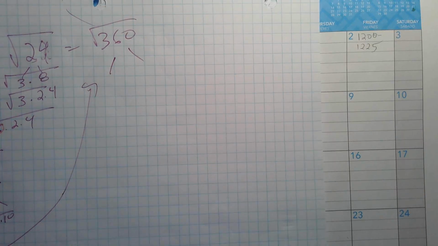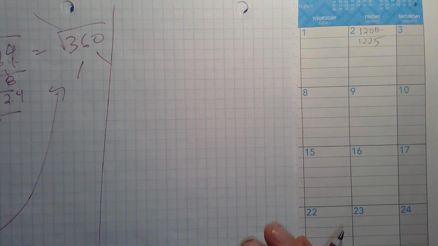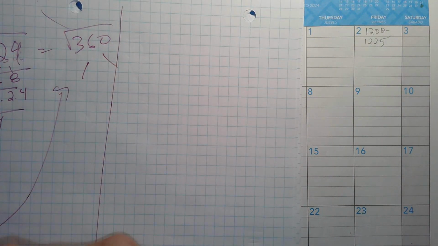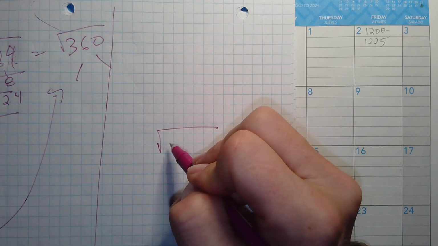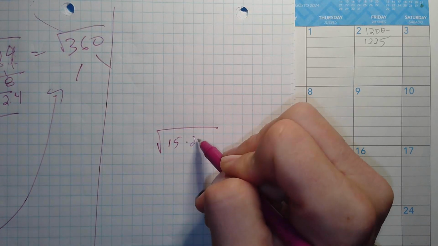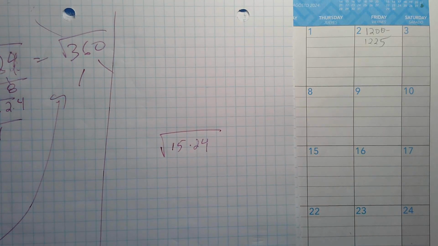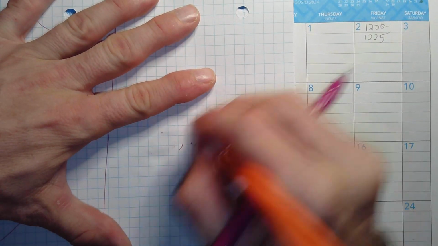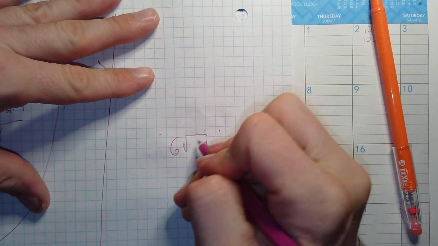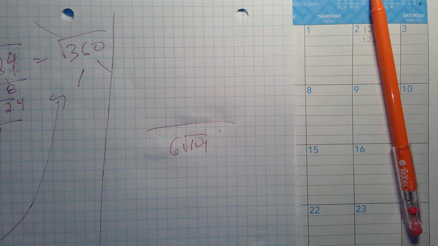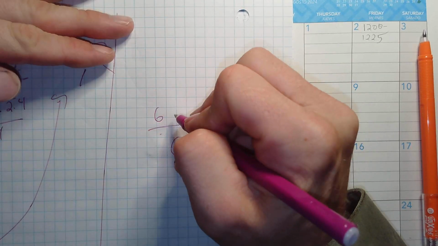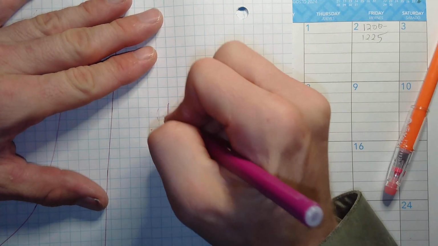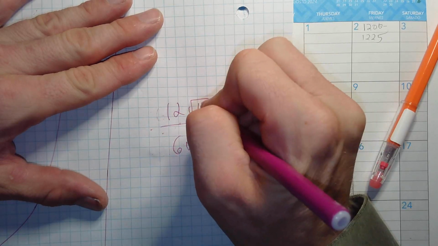Now, dividing is even better, and this kind of brings the whole thing home, why we're doing this whole thing to begin with. Why do I want to reduce things like this? Say for instance I had that square root of 15 times 24 on the bottom, and I finished up with 6 square root of 10 on the denominator, and on the numerator I started off with 12 square root of 10.